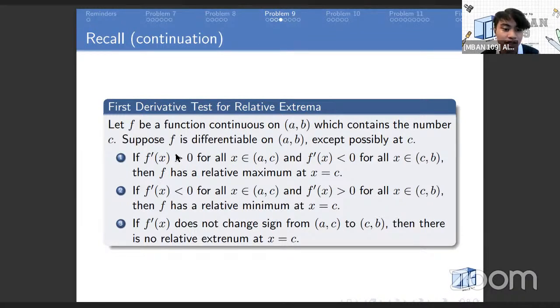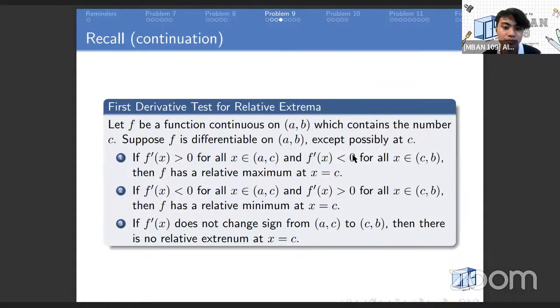Then if f prime of x is positive for all x on the interval (a, c), and f prime of x is negative for all x on the interval (c, b), then f has a relative maximum at x equals c. If f prime of x naman is negative for x in the interval (a, c), and then f prime of x naman is positive for all x in the interval (c, b), then f has a relative minimum at x equals c. If f prime of x naman does not change sign from (a, c) to (c, b), then there is no relative extremum at x equals c.